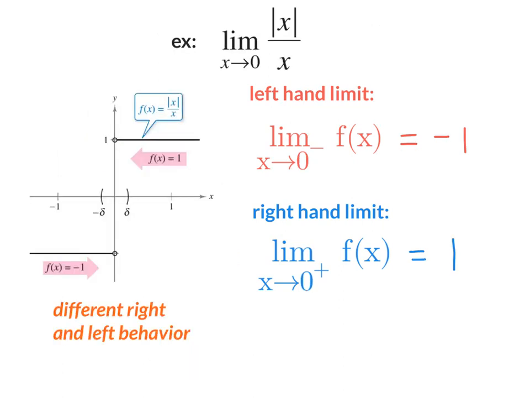Now let's take another example where I'm looking for the limit of the function, the absolute value of x over x as x approaches 0. And here I have the graph of it. So I'm going to look at this graphically.